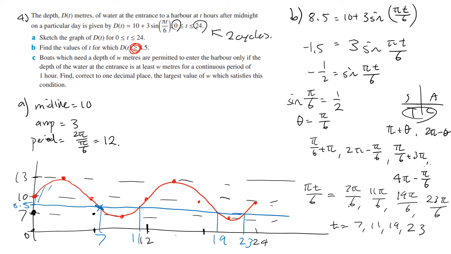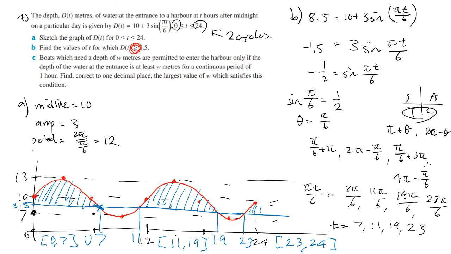So that's these parts here of the graph. They're all higher than the blue line. So our domains would be between 0 and 7, union between 11 and 19, and between 23 and 24. So that will be our answer.